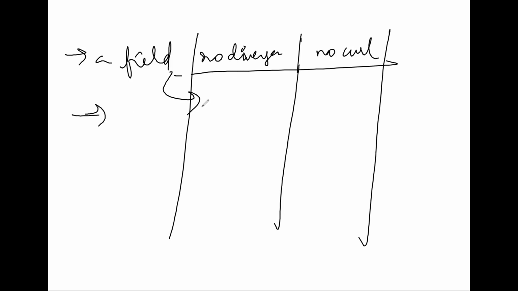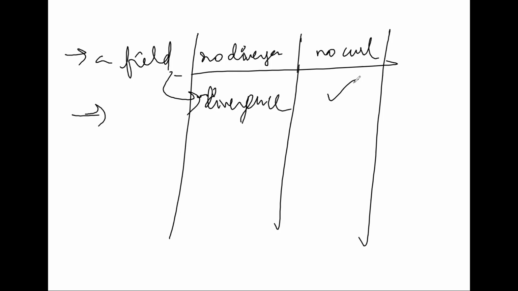Similarly, when a field has divergence and no curl, such types of fields, examples are the gravitational field, okay, gravitational field inside a mass we can take, and the electric field with a volume distribution of charge we can also consider. This comes under divergence and no curl.